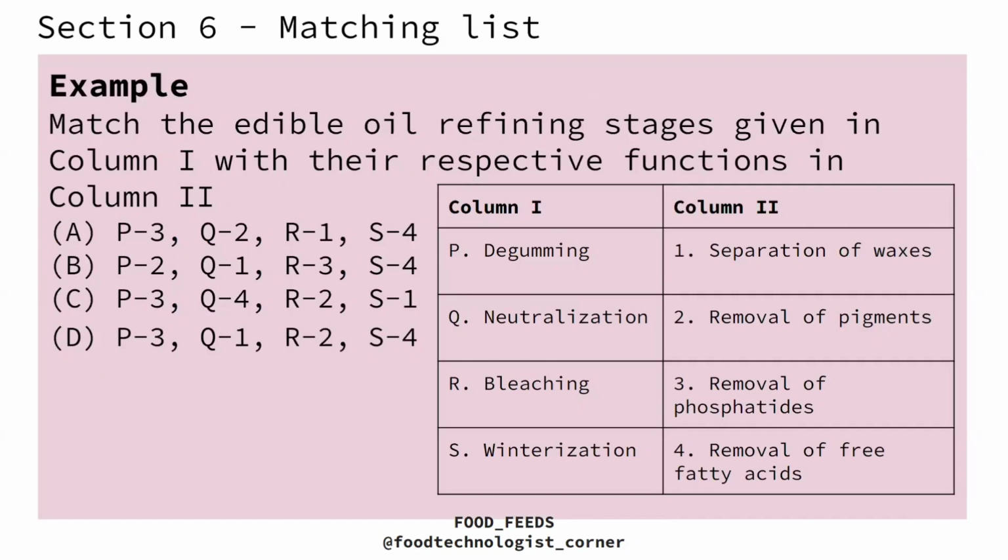The last section is match the following, which is very easy. You just need to match column 1 with column 2 based on the criteria they're asking. Here the example included is: match the edible oil refining stages given in column 1. In column 1 they have given the steps involved in oil processing, that is oil refining stages, with their respective functions in column 2. Column 2 says what the purpose of each particular stage of oil refining is. So we need to match column 1 with column 2.